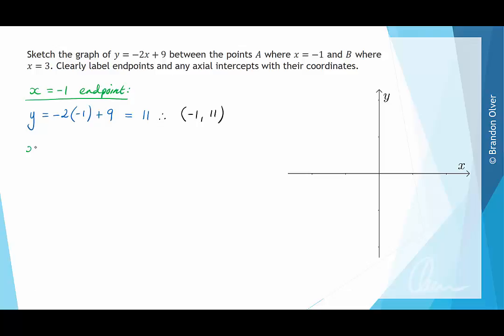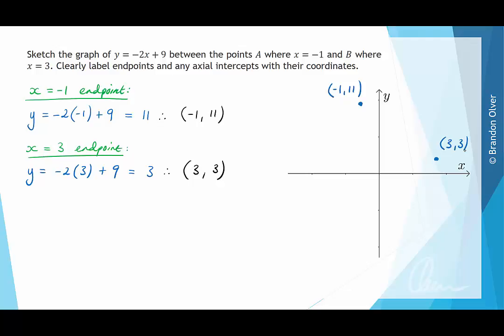Next, we're going to find the endpoint when x is equal to 3. So to do this, we're going to sub x is equal to 3 into our equation. So we're going to have y is equal to negative 2 times 3 plus 9. And now negative 2 times 3 is negative 6. So negative 6 plus 9 is equal to 3. Therefore, we have the coordinate point x is 3, y is 3. The next step is to mark these on the graph. So negative 1, 11 is a point somewhere up here, and 3, 3 is a point somewhere down here.